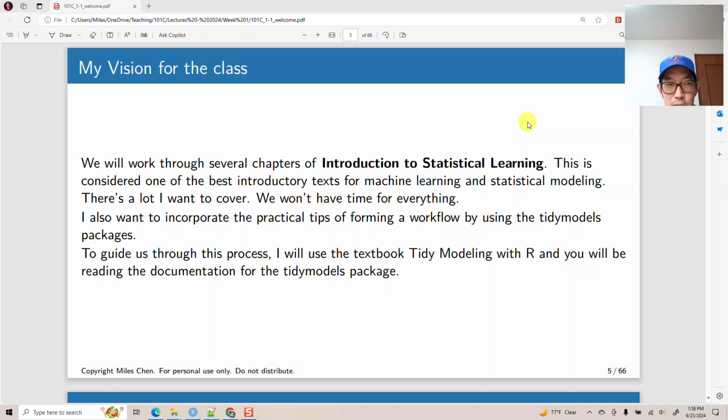But I want to spend a lot of time kind of just on the practical nuts and bolts of how do you set up a workflow, and the tools that we're going to use, tidy models. There's a debate on whether the class should be taught with Python or whatnot. We're not going to use Python because one, not all of you have taken Stats 21 or have Python experience. And number two is tidy models is a great package. It's a great kind of system and framework that we can use to do statistical modeling.